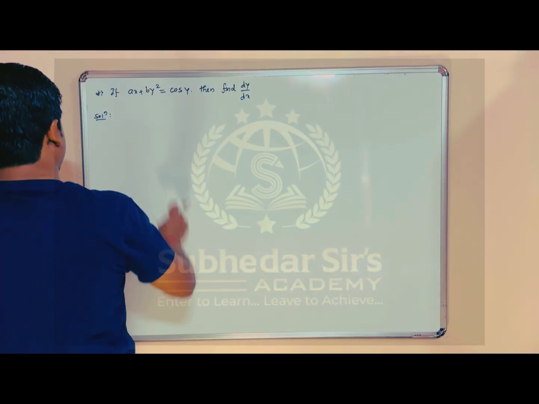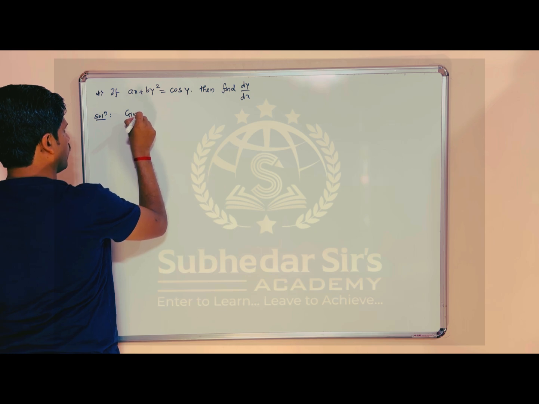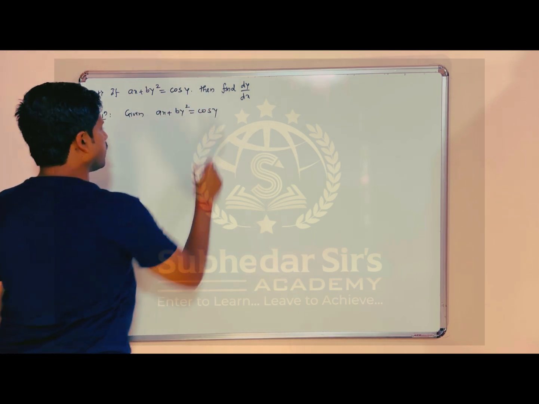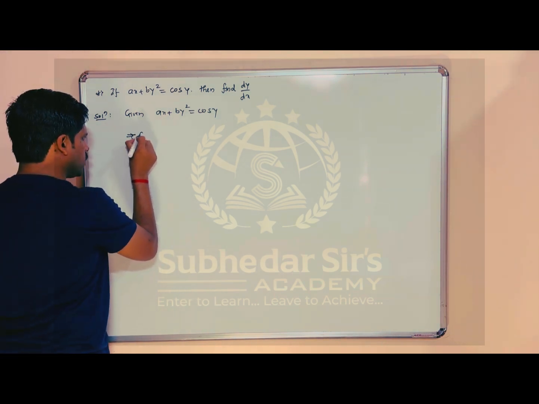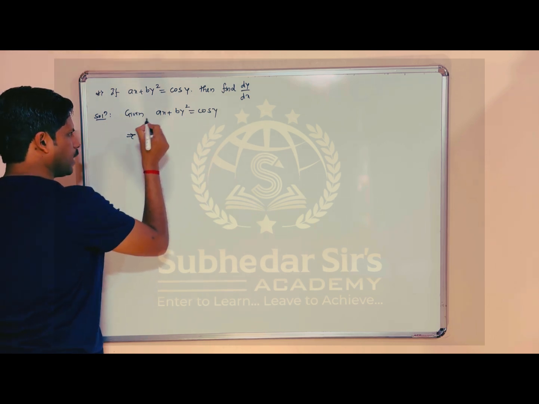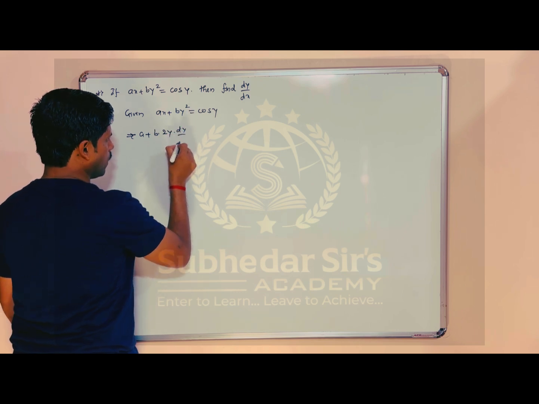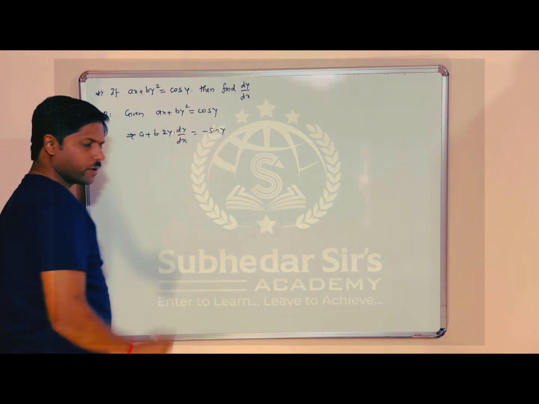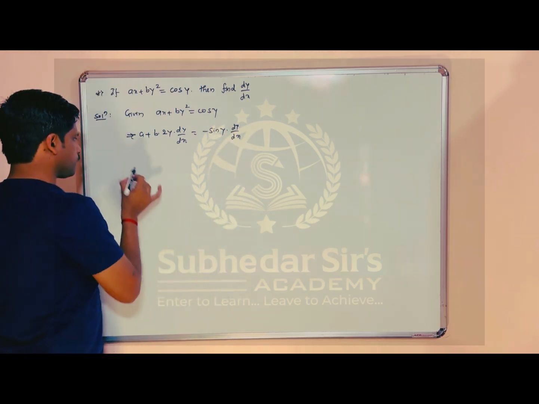Next question. If (ax plus by) square is equal to cos y, then find dy by dx. Here given (ax plus by) square is equal to cos y. Here a and b are constants. So ax differentiation is a only, because x differentiation is 1. Plus b is constant, keep it as it is. So y square differentiation is 2y into dy by dx. And cos differentiation is minus sine. So that is minus sine y into dy by dx.